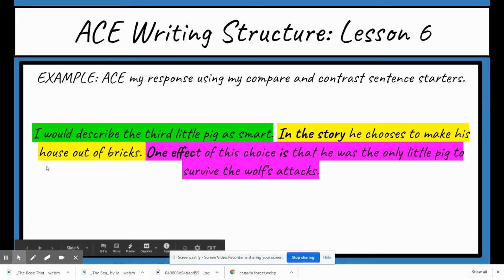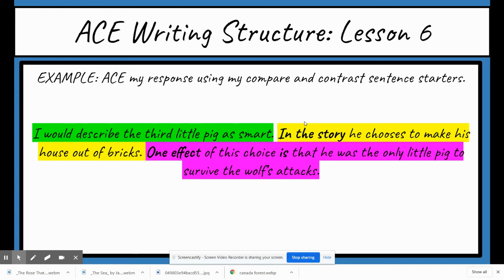Now I'm going to put this into an ACE structure. I would describe the third little pig as smart. In the story, he chooses to make his house out of bricks. One effect of this choice is that he was the only little pig to survive the wolf's attack. So you can see here, I've chosen to use the sentence starter, "One effect is."